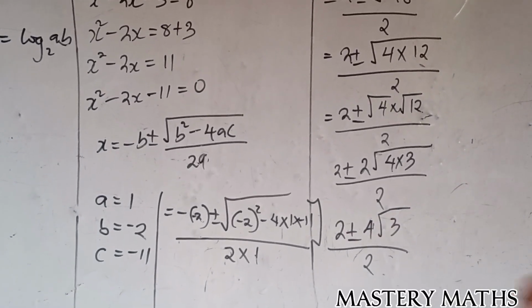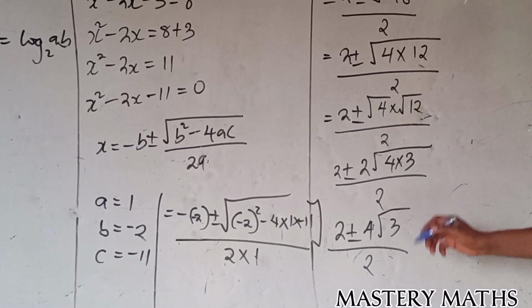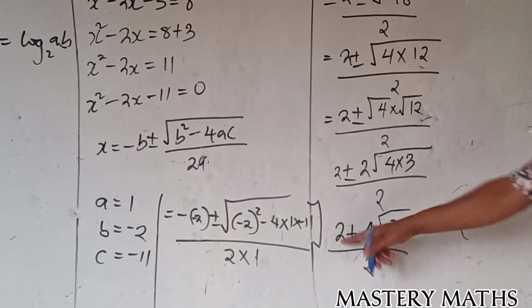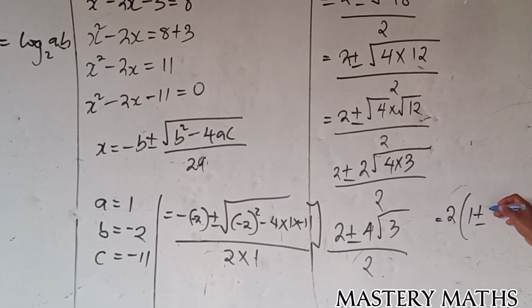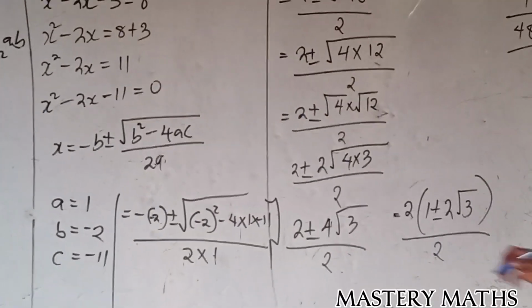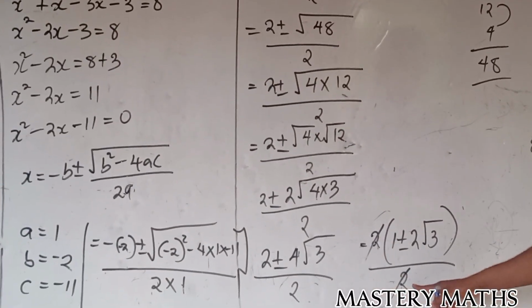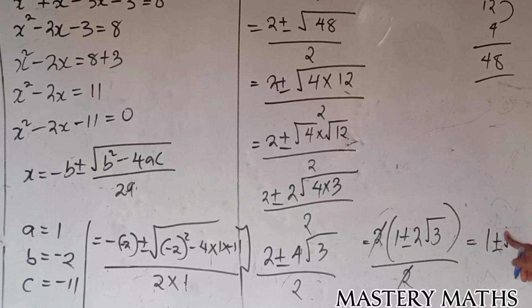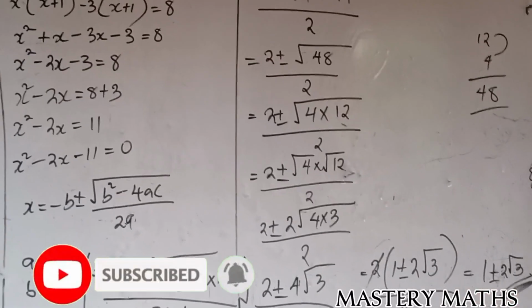Now, there's a common factor here. The common factor here is 2. So you become 2, open the bracket. 2 into 2 is 1, plus or minus, you say 2 into 4 is what? 2 root 3, then all over 2. Now what we do, we say this 2 cancels these 2. What's remaining now is 1 plus or minus 2 root 3. So this is our answer.